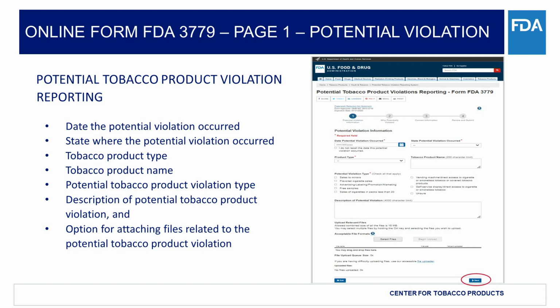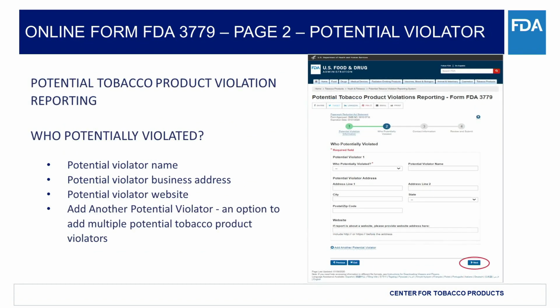Other fields include tobacco product name, description of potential violation, where you can provide additional information or explain the reason you believe there is a potential tobacco product violation. Included in this page, there is the option for attaching files related to the violation. You can see that within the potential violation type, there is an option of unsure. This option can be selected if you are unsure of the potential violation type. After completing this page, click the Next button on the bottom right of the page to move on to Page 2.